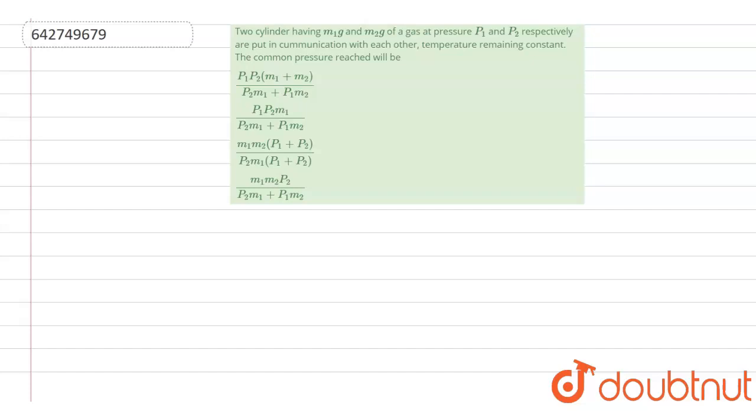So there are two cylinders, each having masses M1 g and M2 g. It's the total weight of the gases in the given cylinders, and they are maintained at pressure P1 and P2. After that, both cylinders are put in communication with each other such that the temperature remains constant. Now we need to find the common pressure which will be reached when they have been put in contact.